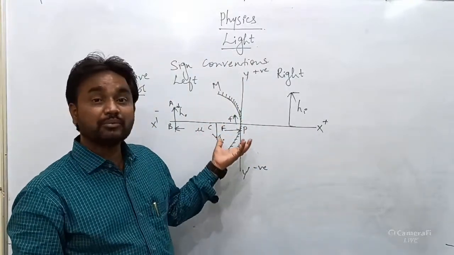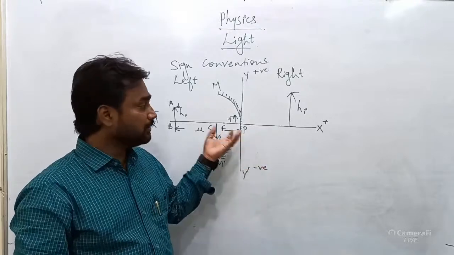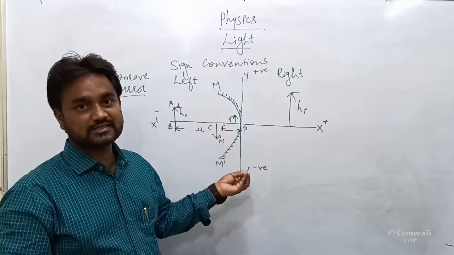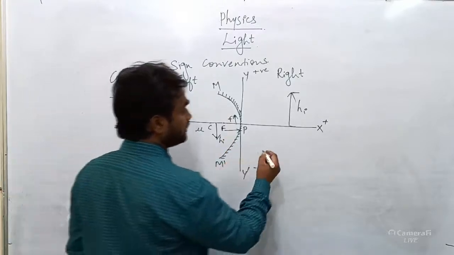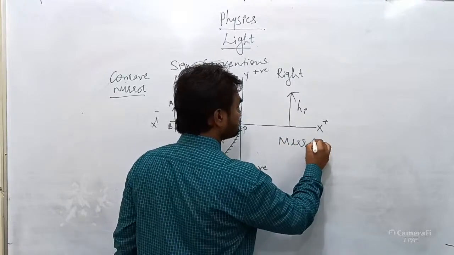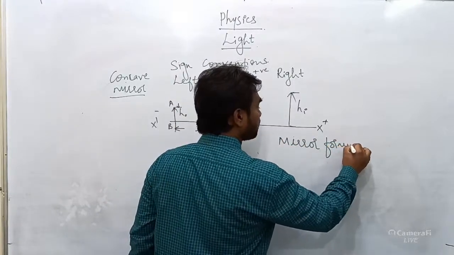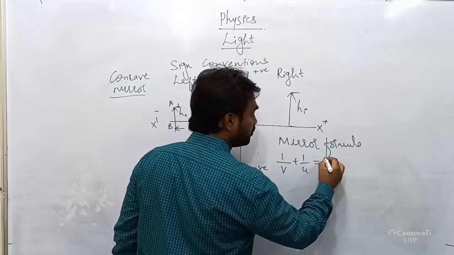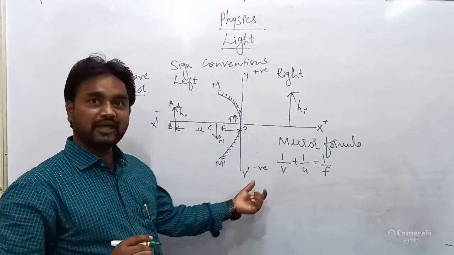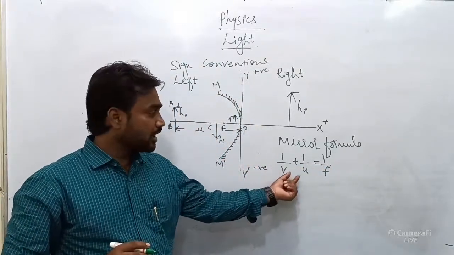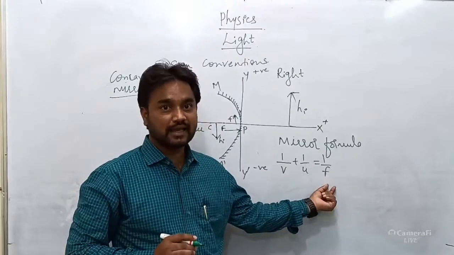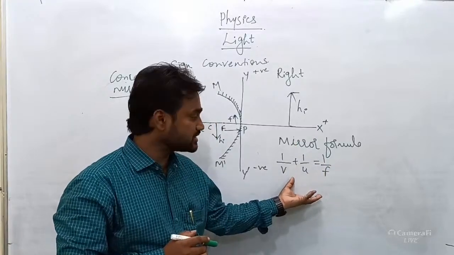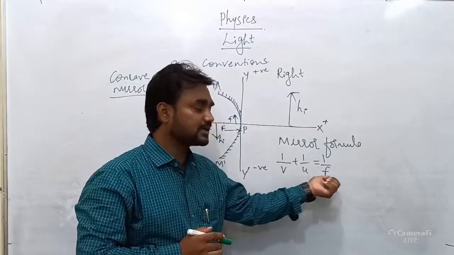Here the mirror formula will tell you about the relationship between the image distance, object distance and the focal length. So the mirror formula is 1 by V plus 1 by U is equal to 1 by F. Image distance is V, object distance is U, and focal length is F. This mirror formula is telling you the relationship between the image distance, the object distance and the focal length.